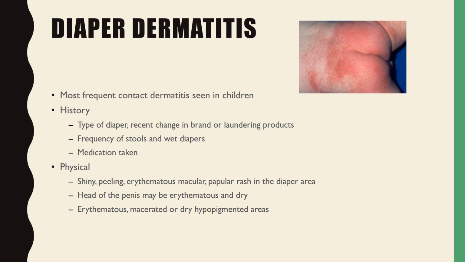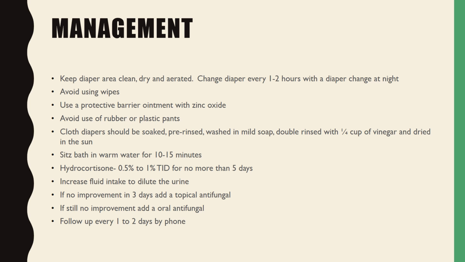For your physical exam, they'll have a shiny, peeling, erythematous, macular, or papular rash in the diaper area. The head of the penis may be erythematous or dry, and they may have erythematous, macerated, or dried hypopigmented areas. Management: you want to keep that area dry, clean, and aerated. Change the diaper every 1 to 2 hours with a diaper change added in at night so they're not sitting in the wet diaper for too long. So I instruct my parents, get that diaper off as much as possible. Change them, clean them, let it get really dry, even let them run around naked for a little while and get a lot of air to the area.